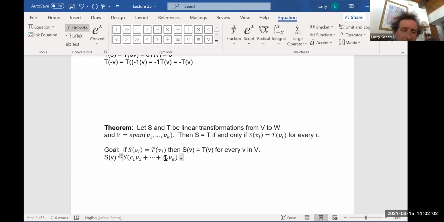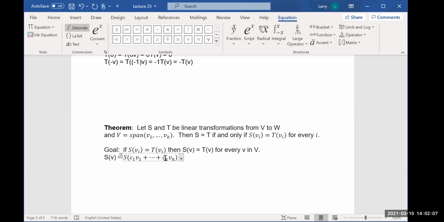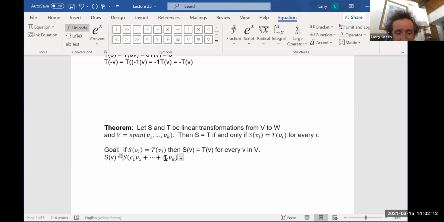So now what can I do? Hint, linear transformation. Pull out the constants and split the pluses, because that's what you're allowed to do with linear transformations. That was the theorem above, right? Okay, so that's equal to c1 T of V1, sorry, S of V1, plus dot dot dot plus ck S of Vk.